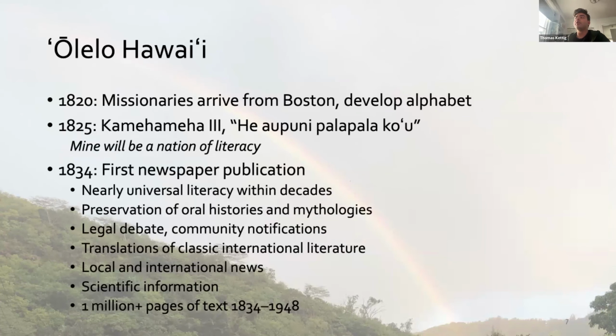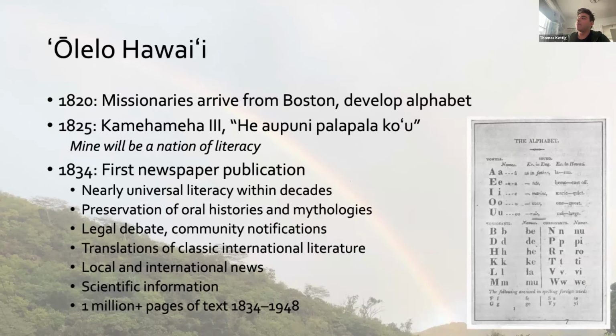This interest in literacy continued, and so in the 1820s, when missionaries started coming to Christianize the population, they developed an alphabet for Bible translation, and the ruling kings and nobles embraced this very wholeheartedly. They proclaimed that this nation would be a nation of literacy, and within the next couple of decades, Hawaii had the highest literacy rate in the world. There was near universal literacy in Hawaiian by the 1840s, and that was helped along by a huge number of newspapers that popped up starting in the 1830s.